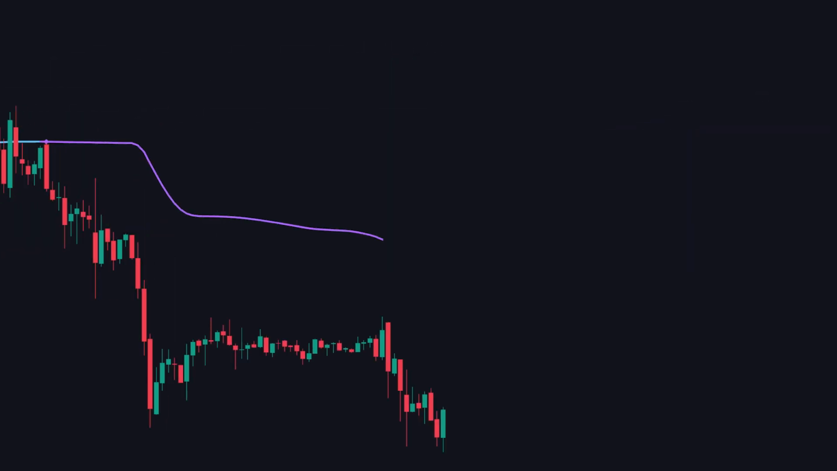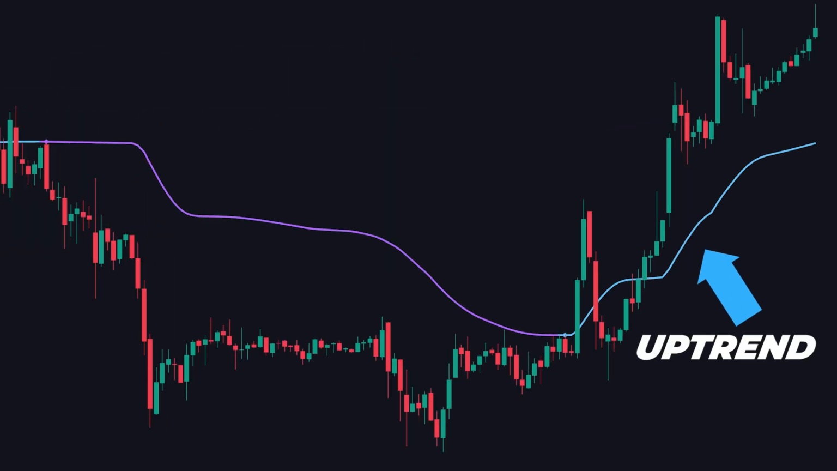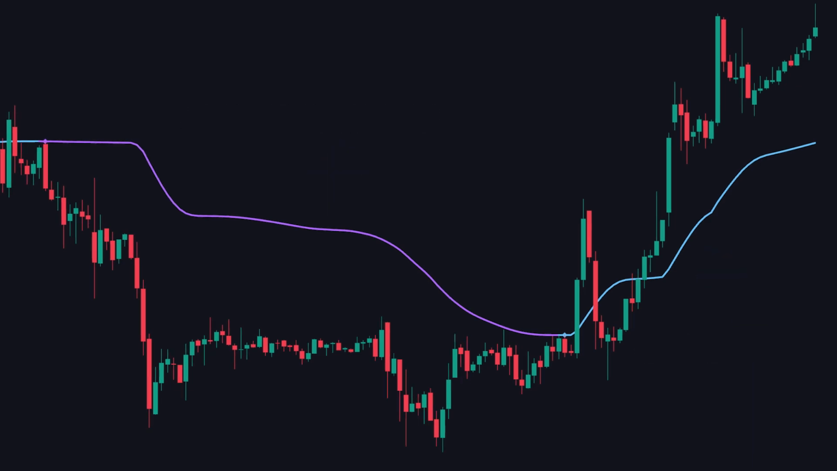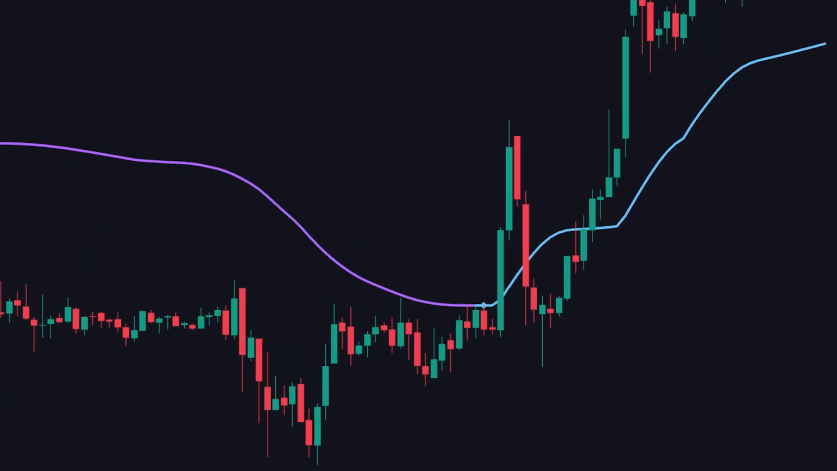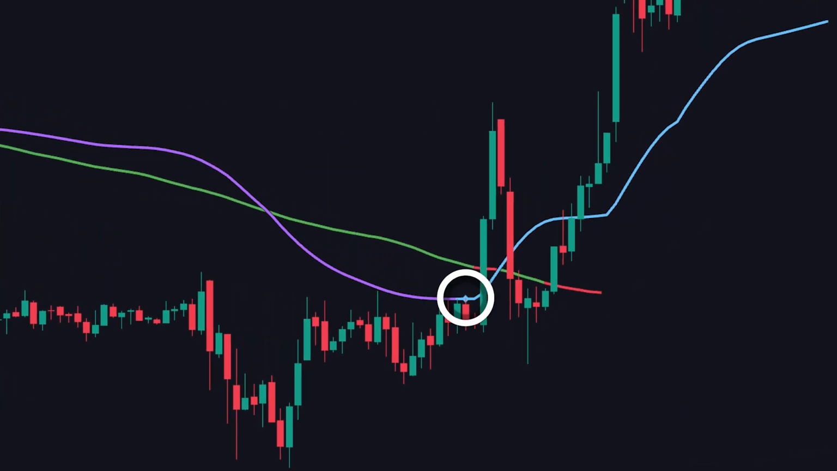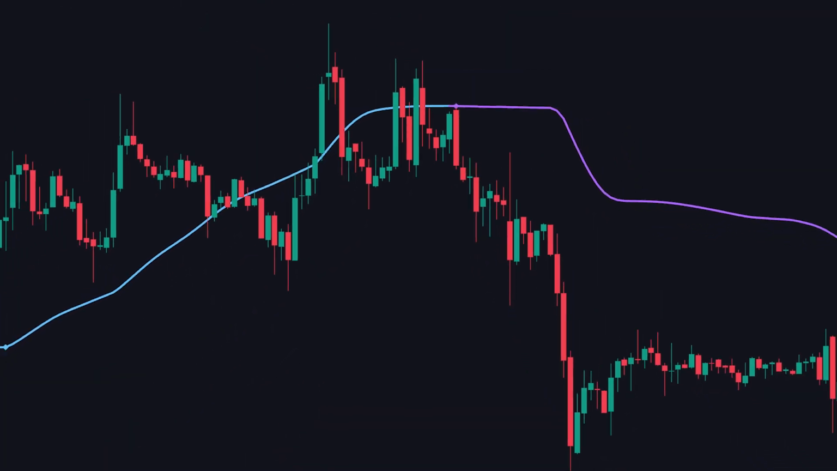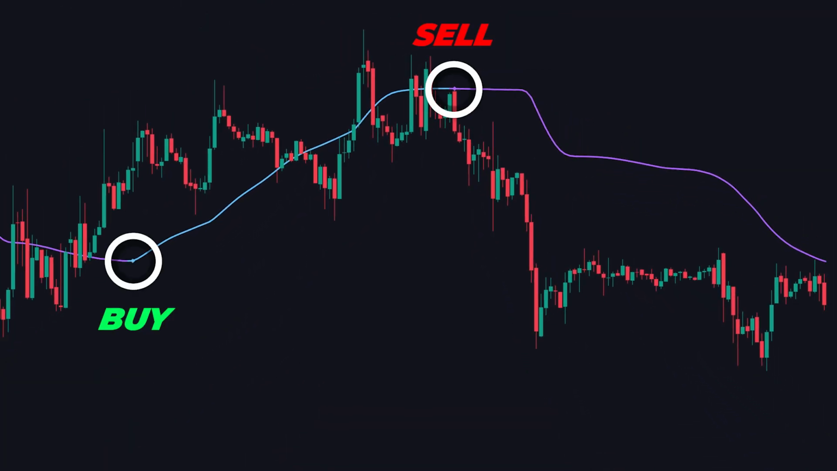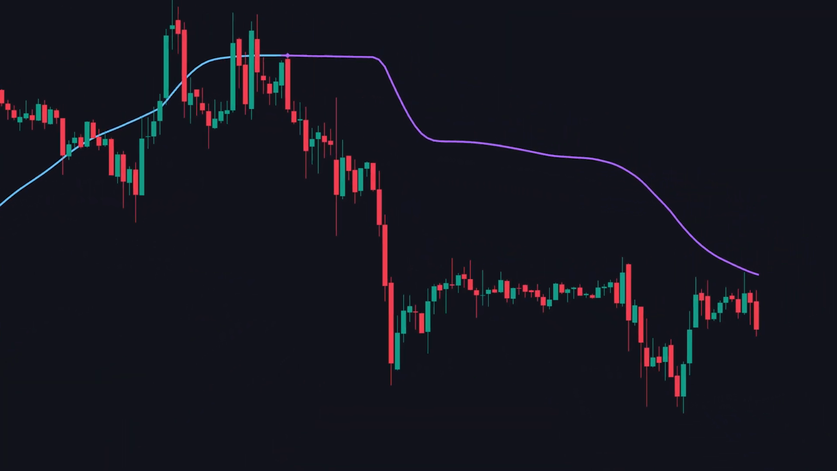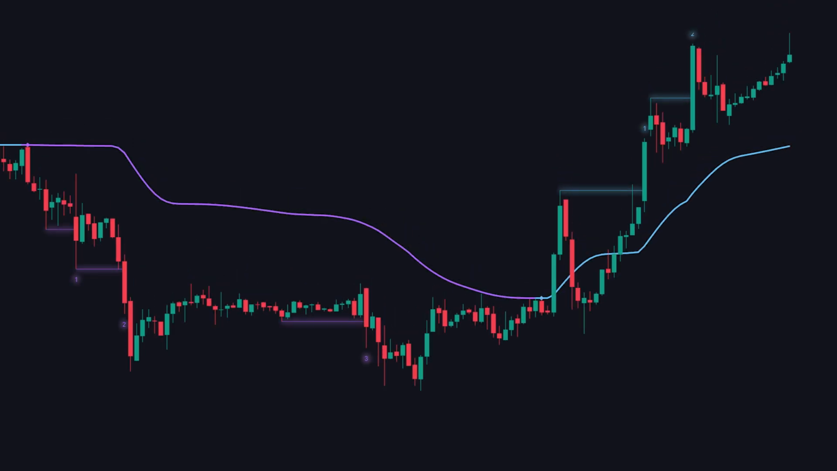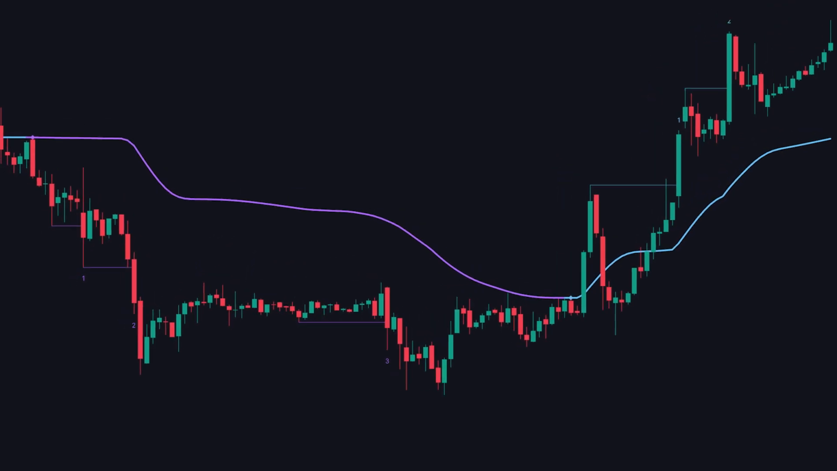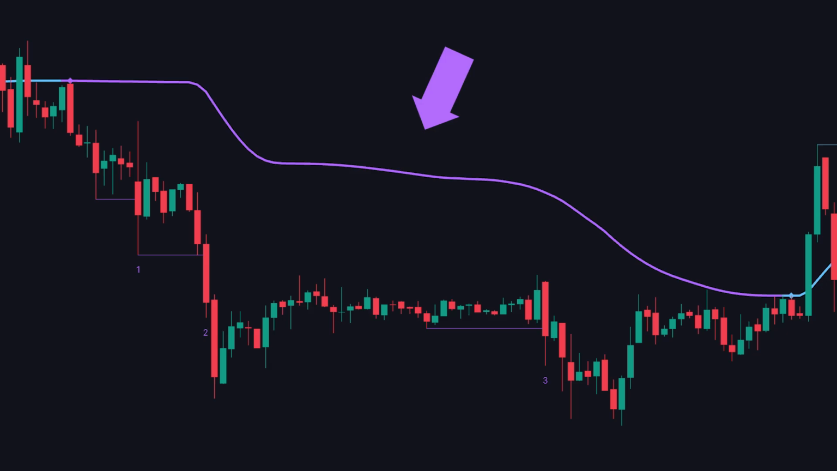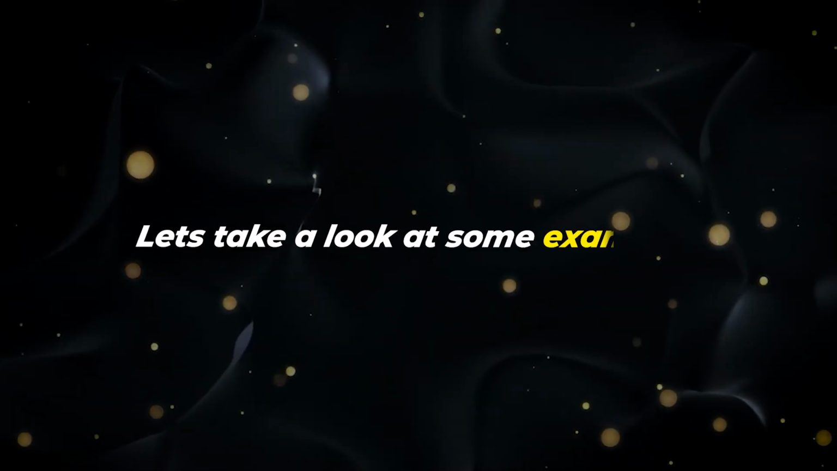Now, during an uptrend, our moving average is blue, and during a downtrend, it's purple. Notice how the moving average changes direction faster compared to this SMA and this EMA. We also have the classic buy and sell dots produced, indicating a trend has truly shifted. We also have pivots and breaks cooked into this indicator, where traders can filter market breaks depending on the trend. Let's take a look at some examples.